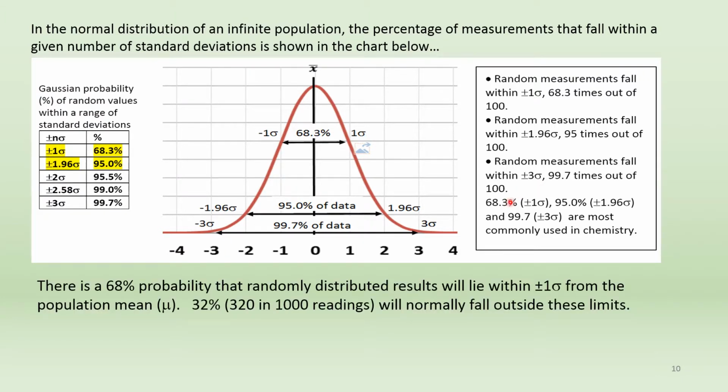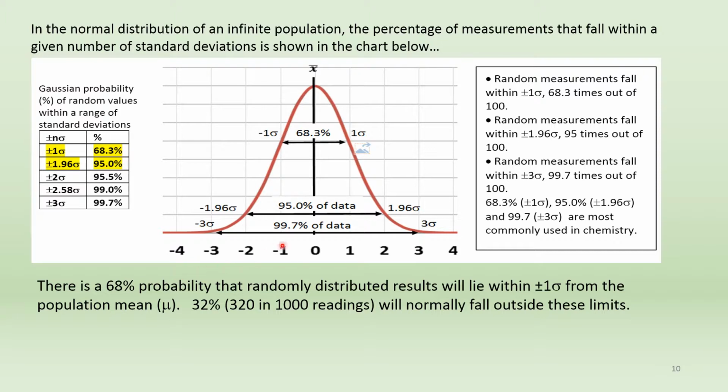So let's look at this again. It is important. There is a 68% probability that randomly distributed results will fall within plus or minus 1 standard deviation from the mean. And that means that 32%, or 320 out of every 1,000 readings, would normally fall outside, above, or below 1 standard deviation from the mean. So 68% probability on a reported result is not a high level of confidence.